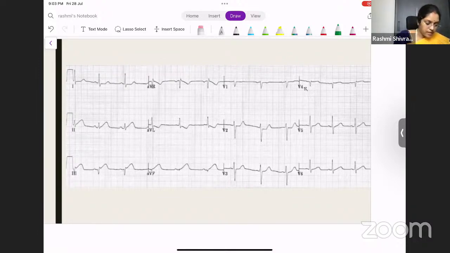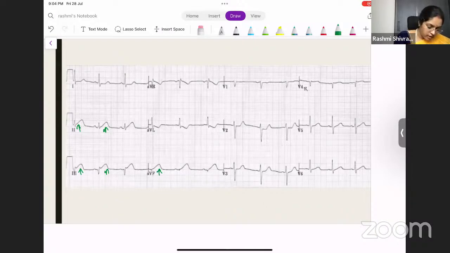So what do we see? There is an ST elevation in lead 2, lead 3, as well as lead AVF. Isn't it? There is an ST segment elevation in lead 2, 3, AVF. So what does that mean? This is an inferior wall lesion. This is an inferior wall MI.